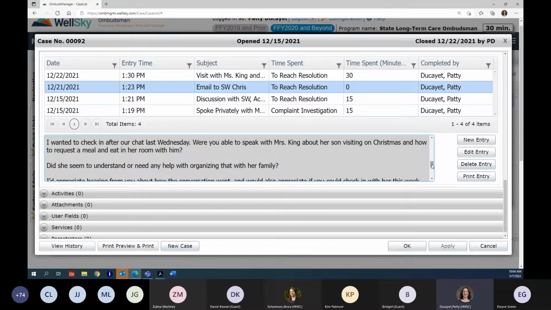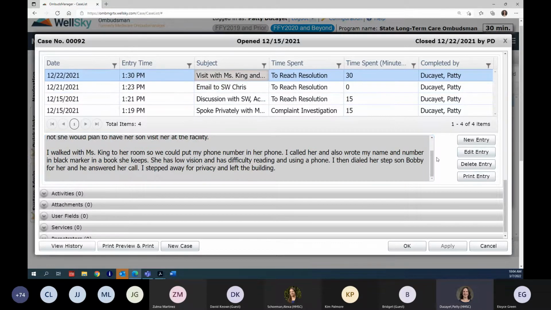So in my case, it wasn't really 15-minute worthy, and we use 15-minute increments as a status check for whether something is, to me, worthy of reporting time spent. And then the last one is a visit back to Miss King.